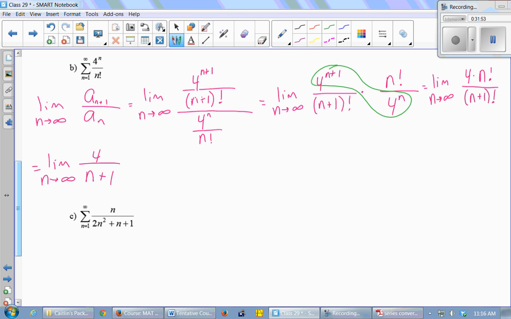And what is that limit? As n goes to infinity, 4 over n plus 1 goes to 0. Right. Now, in this test, all we care about is if that limit is less than 1. It's hard to keep track of the rules, I know. Because in the previous test, the limit comparison test, 0 was an inconclusive result. In this test, 0 is fine, right? You say this is less than 1, oops, we can conclude convergence.